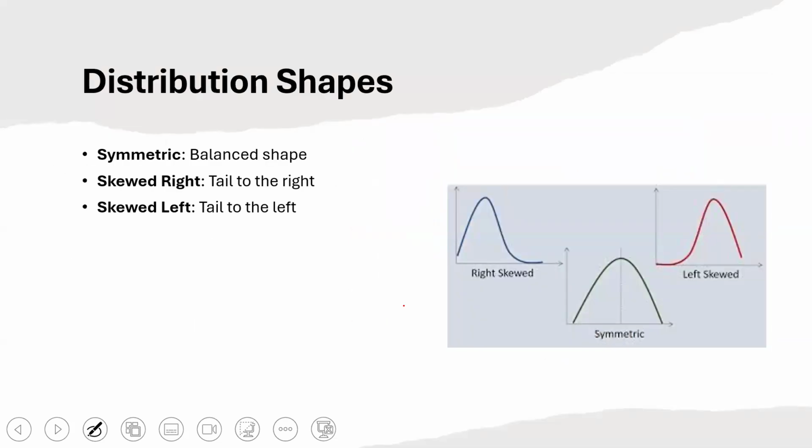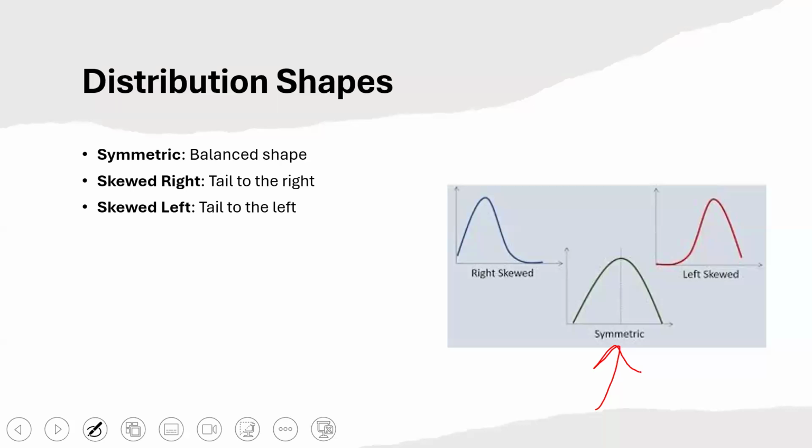The shape of a distribution gives us important clues about the behavior of the data set. A distribution is symmetric when it looks roughly the same on both sides of its central peak. Many real-world data sets, like adult heights, follow this sort of pattern.